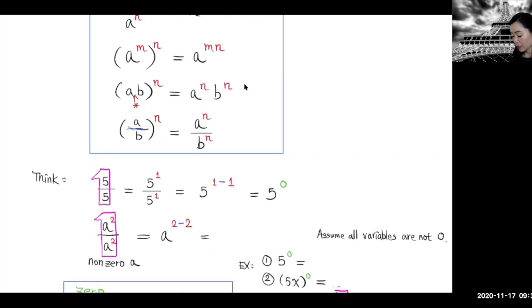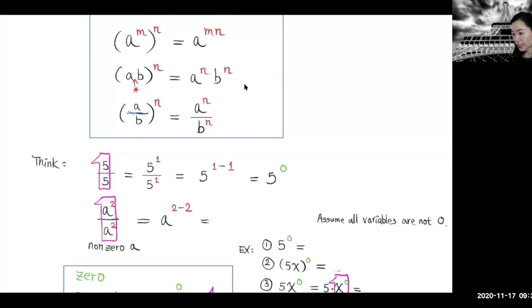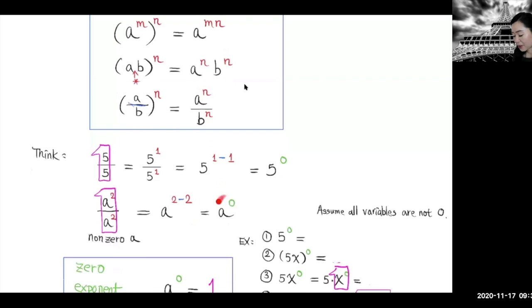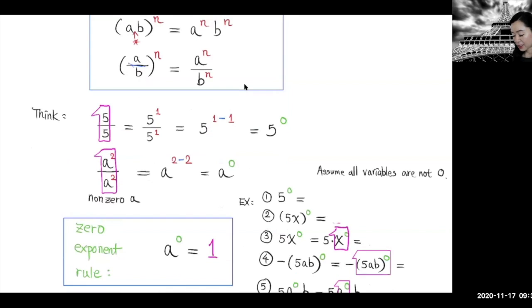Similarly, suppose we have a to the second power over a to the second power, for non-zero a. Dividing this, we get 1. Now using the quotient rule, that is equal to a to the 2 subtract 2, so this will be a to the 0 power. And now you discover a to the 0 power is equal to 1. So this is called the 0 exponent rule.